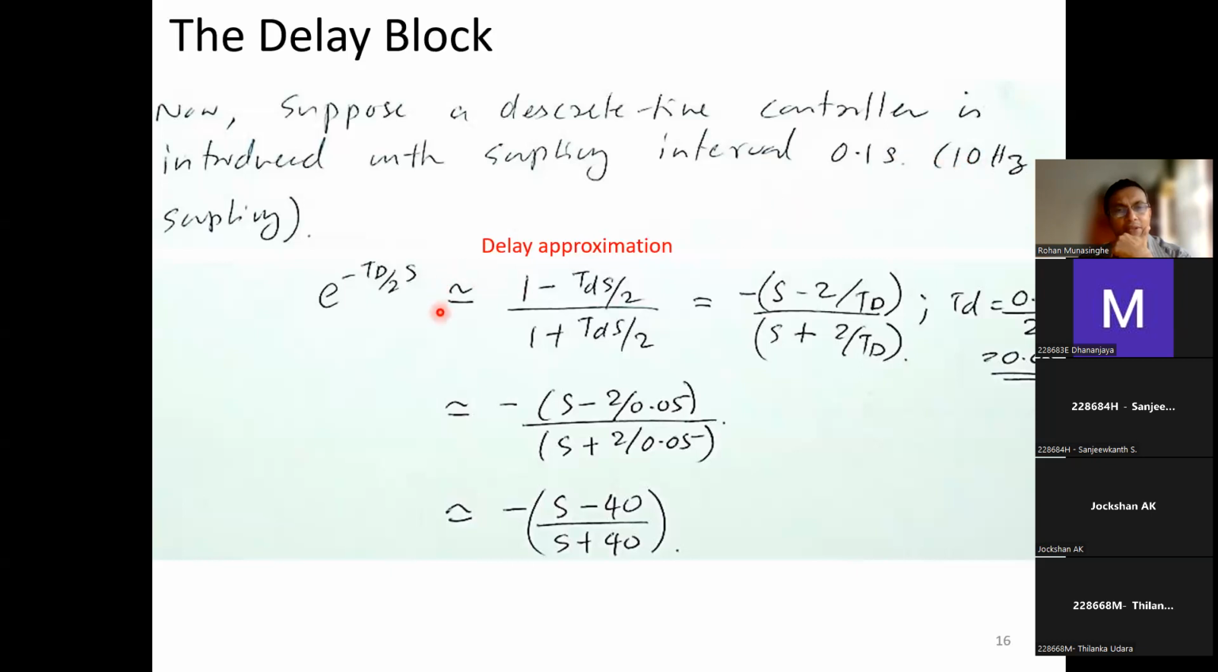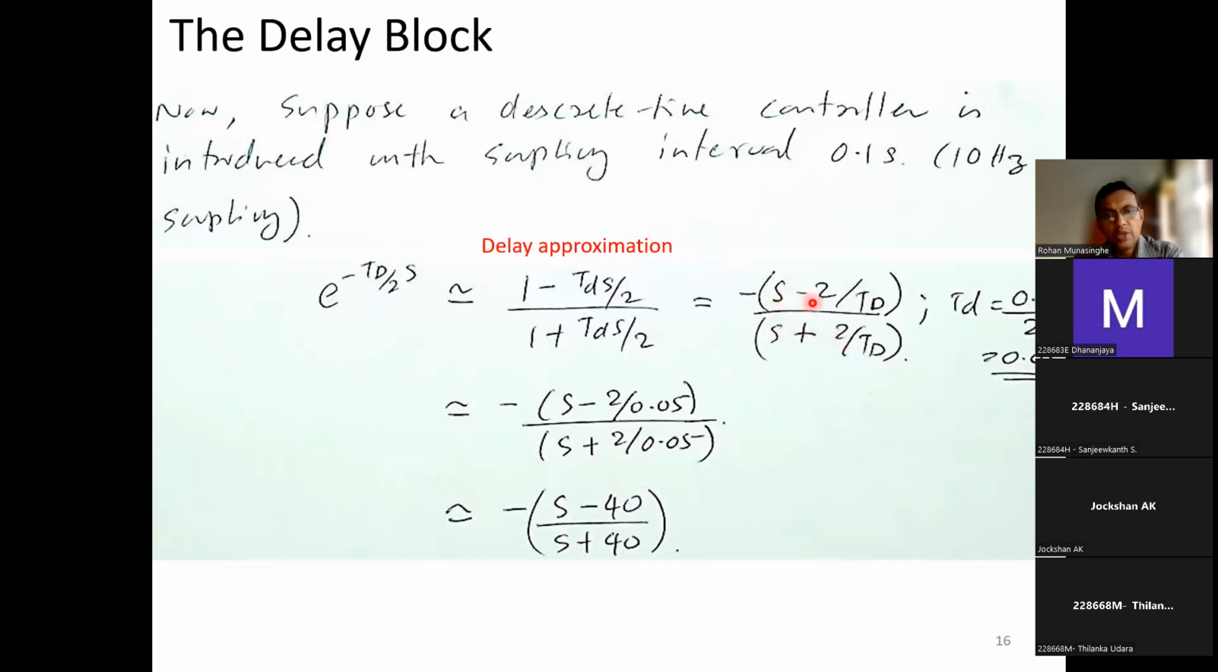We call this Padé approximation. e to the minus TD over 2 s, the time delay by 2, is actually the approximation. It goes like this: 1 minus TD s over 2 over 1 plus TD s over 2, or this way: s minus 2 over TD over s plus 2 over TD. So what is that? This is another block transfer function which will approximate the effect of the delay.